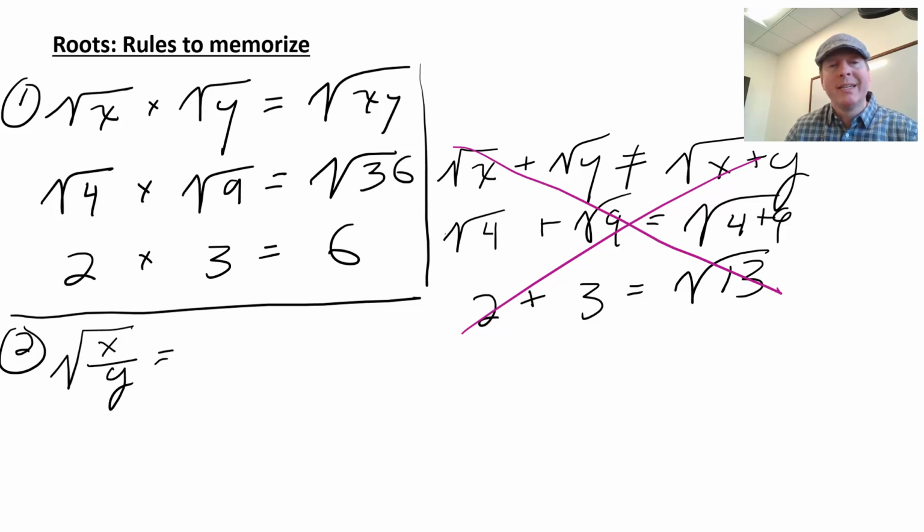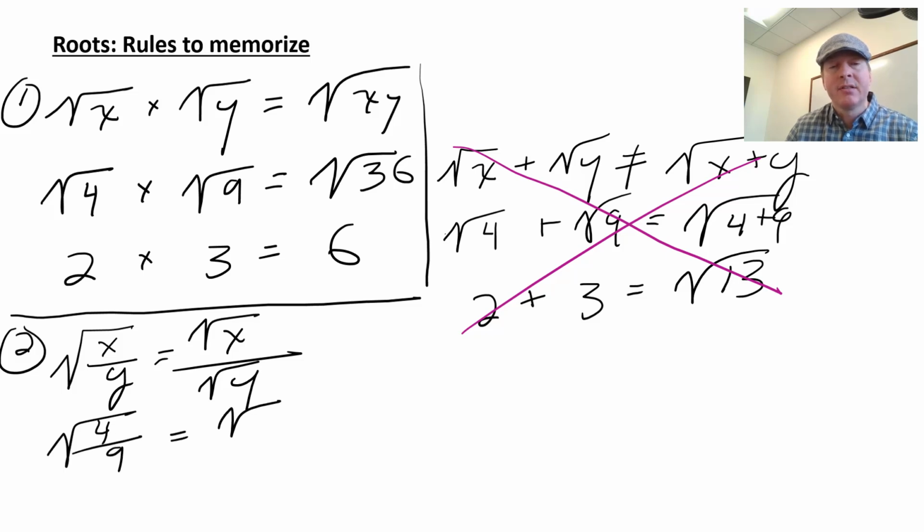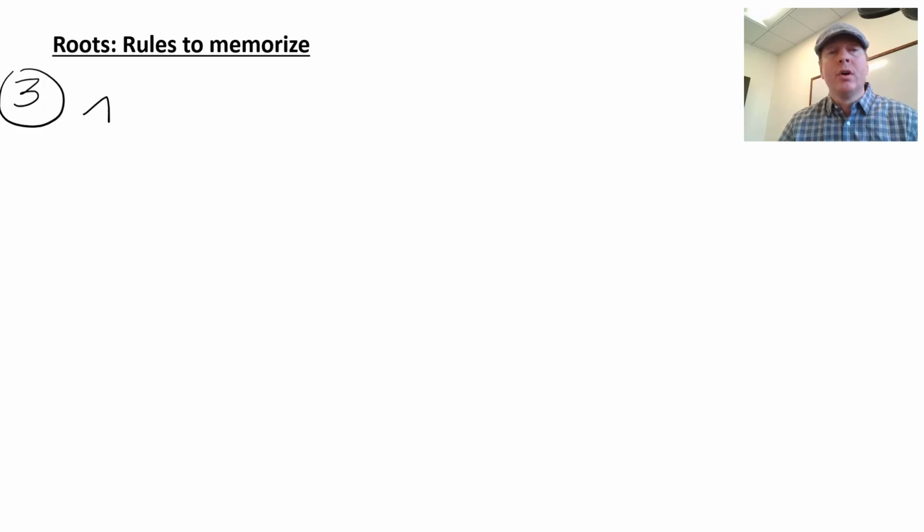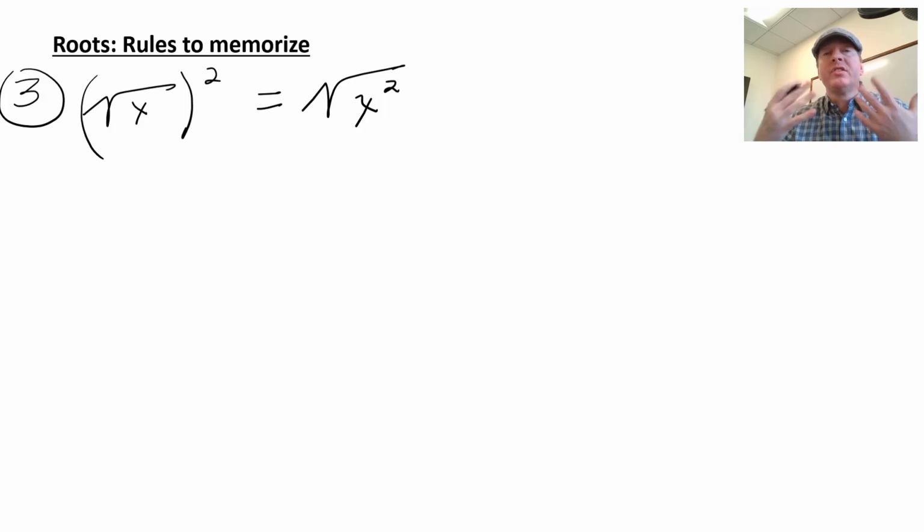The square root of x over y is the same thing as the square root of x divided by the square root of y. So if you saw the square root of 4 over 9, that is the same thing as the square root of 4 divided by the square root of 9. That is 2 over 3. A third rule: the square root of x, squared, is the same thing as the square root of x squared. It doesn't matter where you put the exponent, and both of those are equal to x.